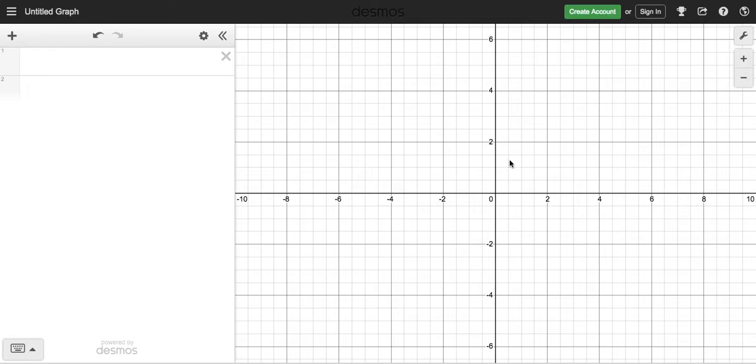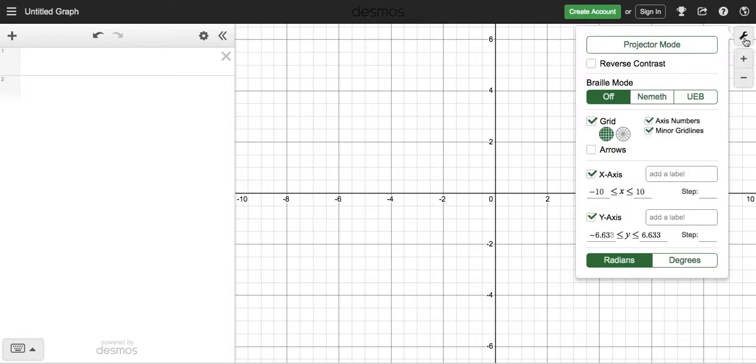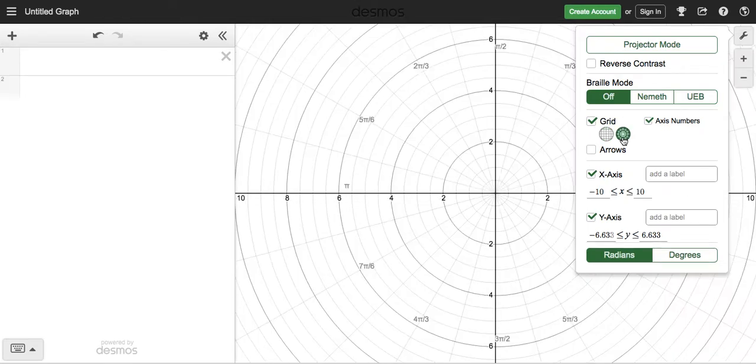To get from the Cartesian axes to the polar axes, you hit this wrench for the graph settings, and then it gives you two choices for the grid. We have the rectangular grid and we have the circular grid. The circular grid is the polar grid.